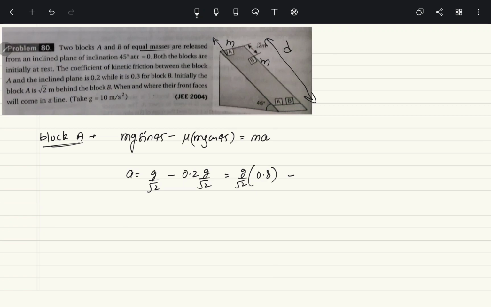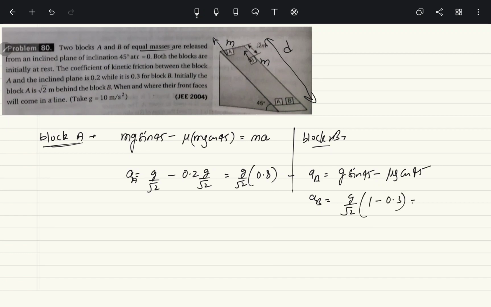Similarly, if we calculate the acceleration of block B, again it is g sin theta, which is sin 45, minus mu g cos 45, because on block B also the friction acts in the opposite direction. So the acceleration is g by root 2, which is common, times (1 minus 0.3), so it is 0.7. Okay, so these are the accelerations.